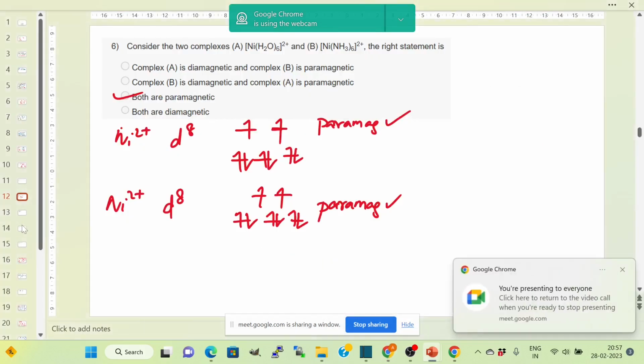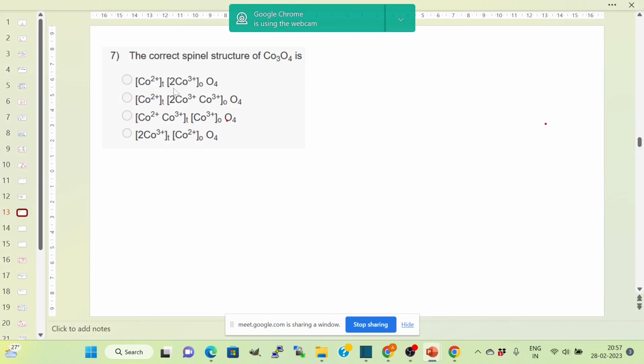Good. So I hope there are no doubts in this question, right? No, no. Okay. So now this question. The correct spinel structure of Co3O4 is. Here also the trick is to note Co2+ and Co3+, how they will interact with oxygen. See, oxygen is somewhat like NH3. It's not a weak field or a strong field ligand. It is somewhere in the middle, right? So you have to now decide what will be the nature of Co2+'s interaction with oxygen, and what will be the nature of Co3+'s interaction with oxygen. So these clues I have given.